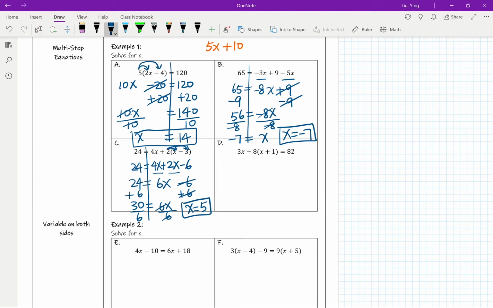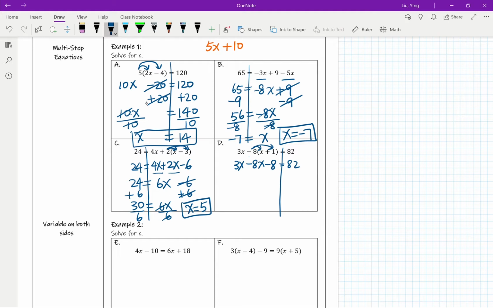The next one, parentheses to start with, so we need to distribute. Pay attention that in this case, we're distributing the negative 8, not just the 8, because that's part of it. So negative 8 times x is negative 8x. Negative 8 times positive 1 is negative 8. And then we still have the 3x. On the right-hand side, everything stays the same.